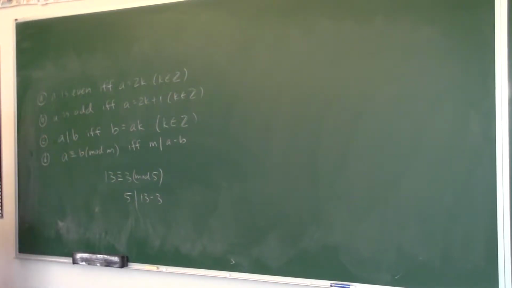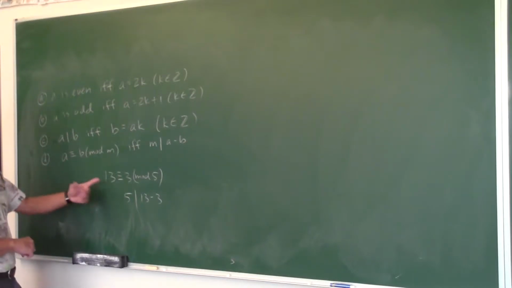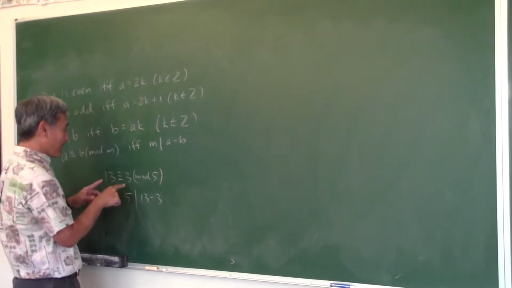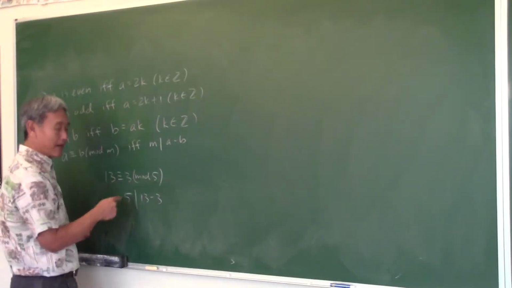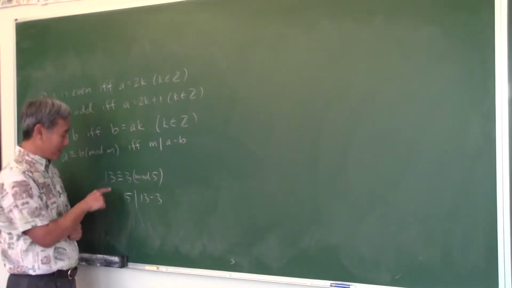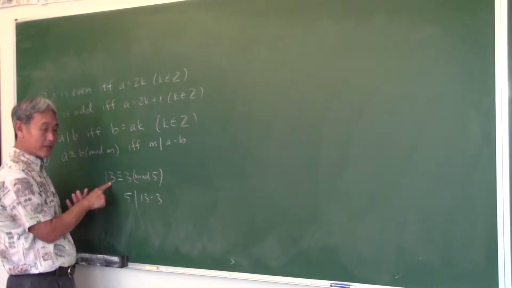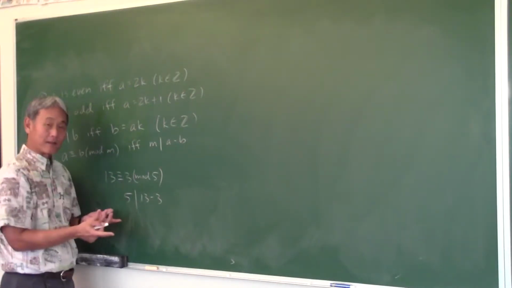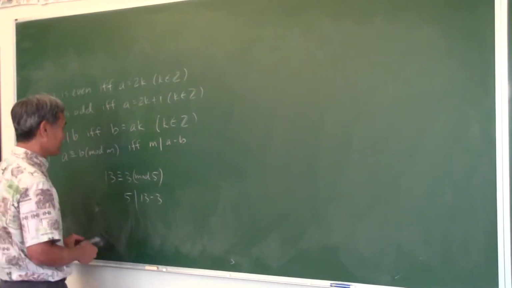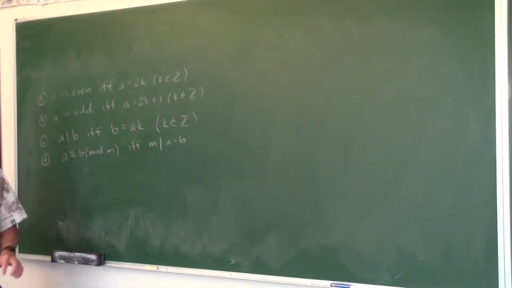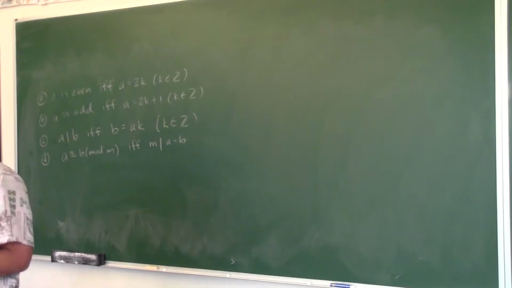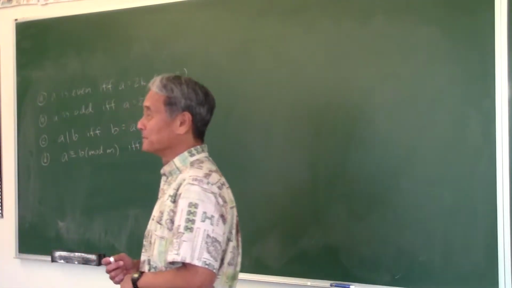We use this a lot in number theory. Now, another way to think about this is 13 and 3 have the same remainder when you divide them by 5. If you divide this by 5, the remainder is 3. You divide this by 5, the remainder is 3. That's another way to think about it. Anyway, these are our definitions, and from this we're going to prove some theorems. Now, the ones in the beginning are pretty easy.